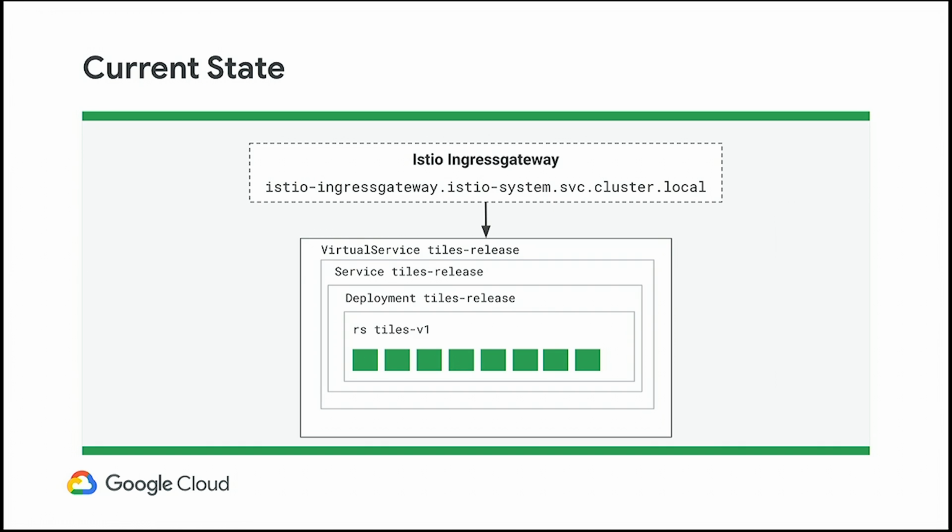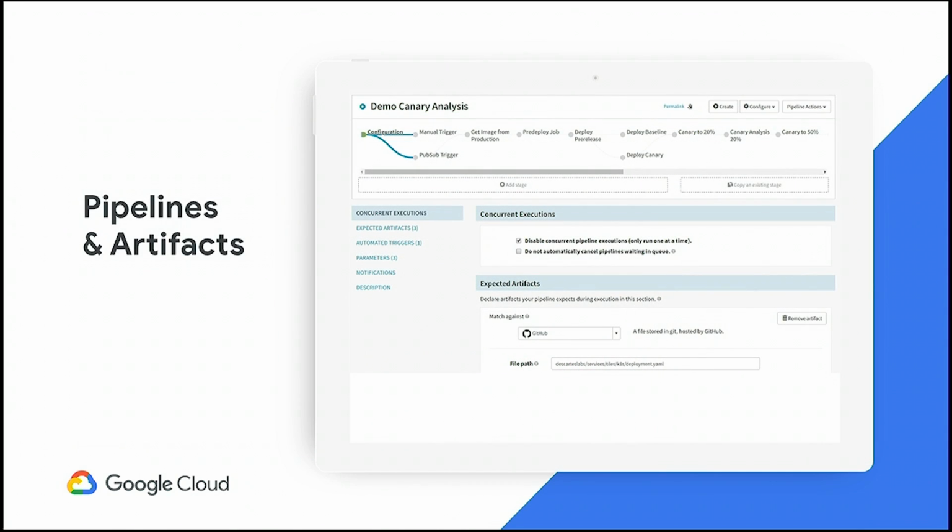We have our deployment object, our service object. And then we have our Istio virtual service tiles release, which routes all of our production traffic to our Kubernetes service. And then finally, we have our ingress gateway, which is receiving and routing all of our traffic coming into our service mesh. So what we're going to try and do today is update live to production a version 2 of this app right here on stage. So let's go ahead and head to the demo.